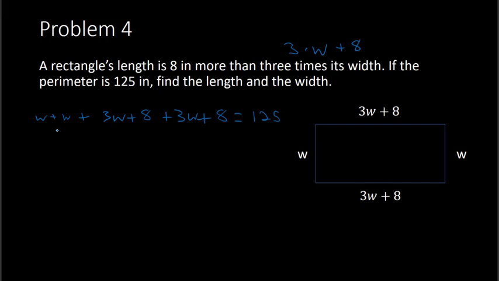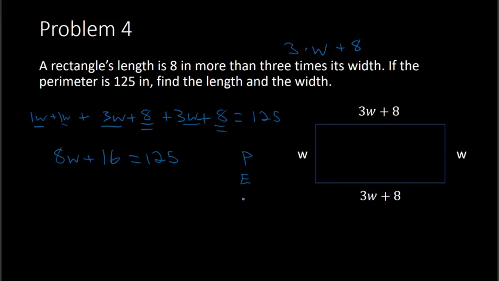We can simplify the left side. W plus W plus 3W plus 3W. Here's 1W plus 1W gives me 2W. 2 plus 3 is 5. 5 plus 3 is 8. So we have 8W plus, then 8 plus 8 gives me 16. And that's equal to 125. So here's my simplified equation. And from here I can solve.